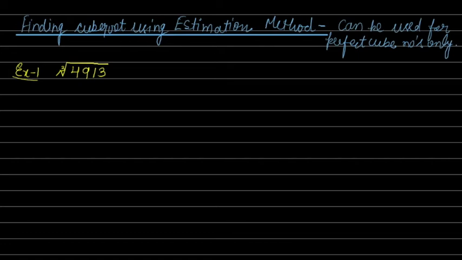The first method to calculate it, of course, is the prime factorization method, but now this method is named the estimation method to calculate the cube root of the numbers. So how to go with this? The number is 4913. We start making groups of 3 digits from the right hand side. So this is your first group, and this is your second group.